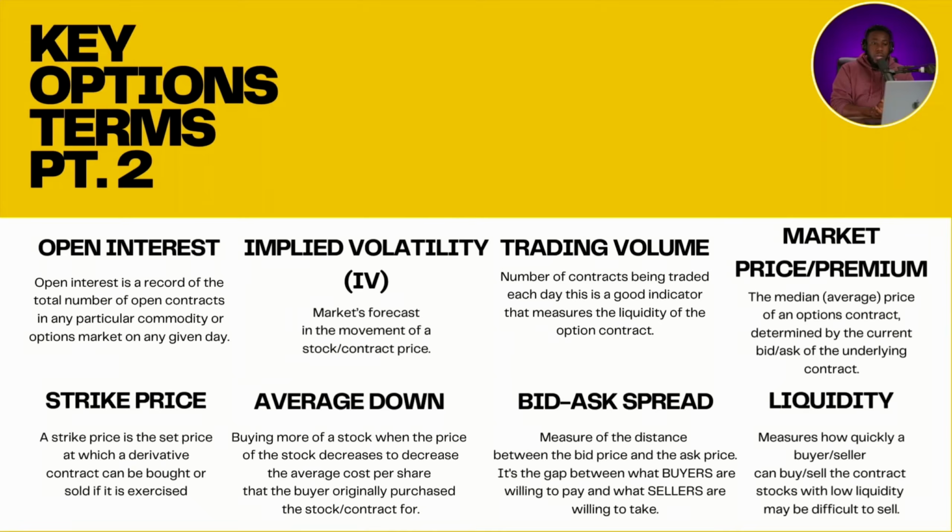Now, what you're going to see with volume, okay, and that's the next one, trading volume, which is the number of contracts being traded each day, okay? When we're talking about volume, the volume is always going to be updated throughout the course of the trading day in real time, okay? Implied volatility is the market's forecast in the movement of a stock or contract price, okay?